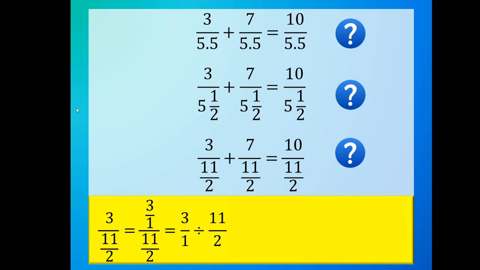We can rewrite it as 3 over 1 divided by 11 halves. When you divide two fractions together, you keep the first fraction as so, change the divide sign to a times sign, and then flip the second fraction. And that would be 3 over 1 times 2 over 11.